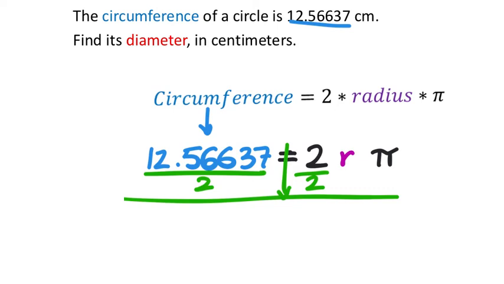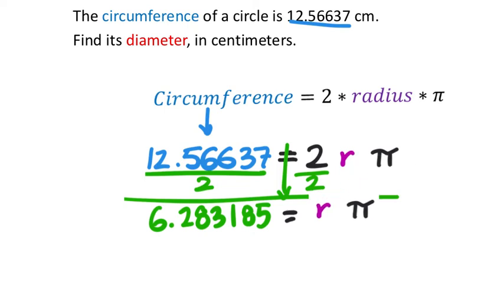Okay, so on my calculator, I can't do that in my head. If you can, that's pretty sweet, but I can't. 12.56637 divided by 2. Enter, and my calculator gives me 6.283185. And this now equals radius times pi. Right, because the 2 divided by 2, that became a phantom 1, just like we wanted.